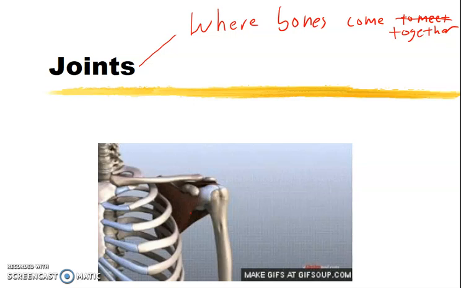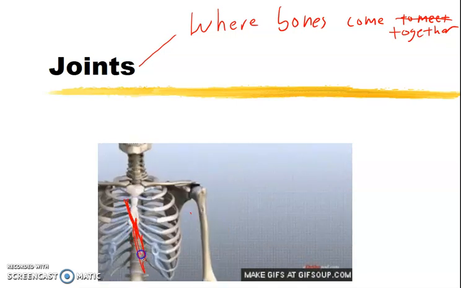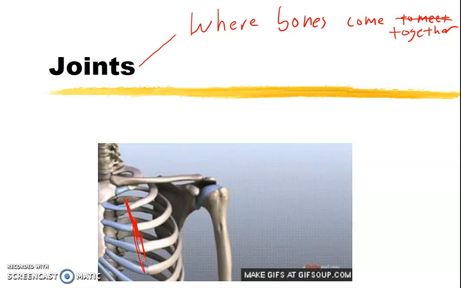Or could it be right here? Is that a joint where bone and cartilage meet? So, are all joints movable? Well, if I just accuse this of being a joint, the answer would be no, but was that a joint? And what are some examples?